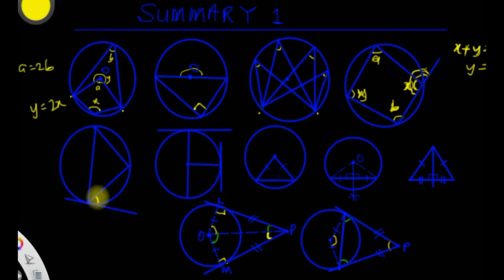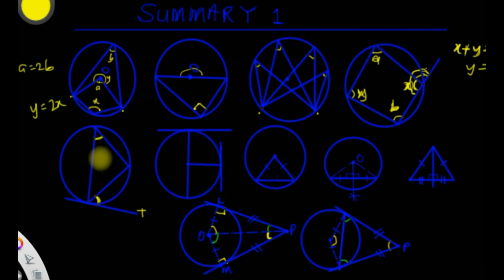the angle between a tangent, so this line is a tangent, a line that touches a circle at one point, and a chord, this is a chord, is equal to the angle in the triangle formed by the same chord in the opposite segment.